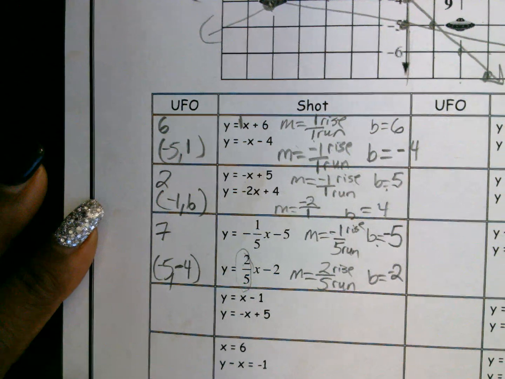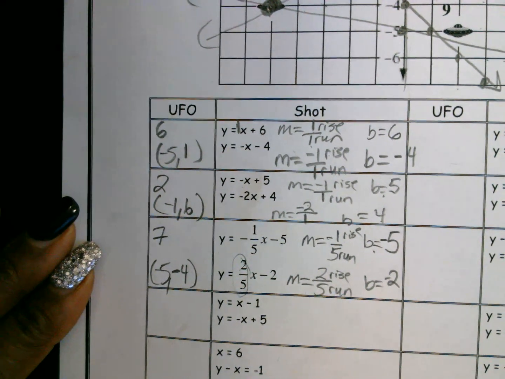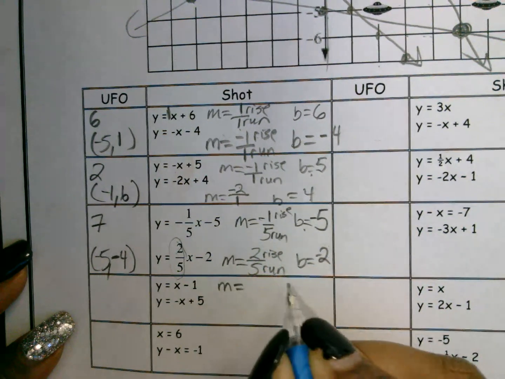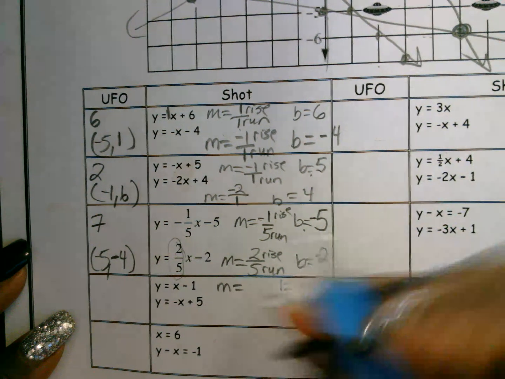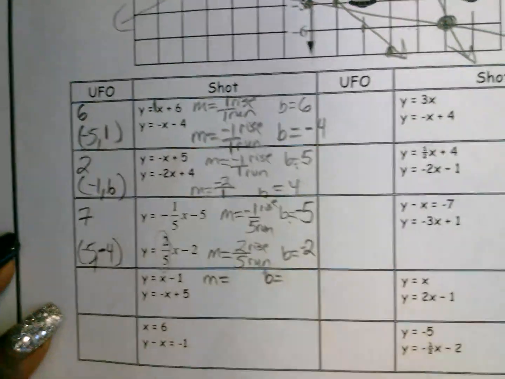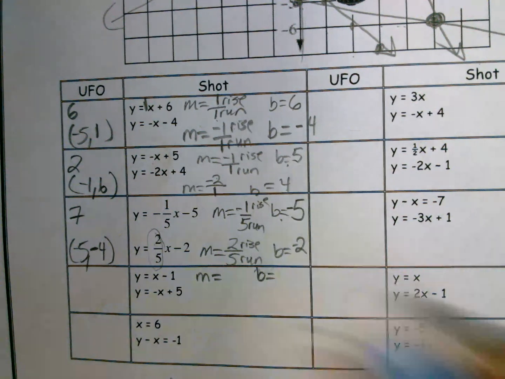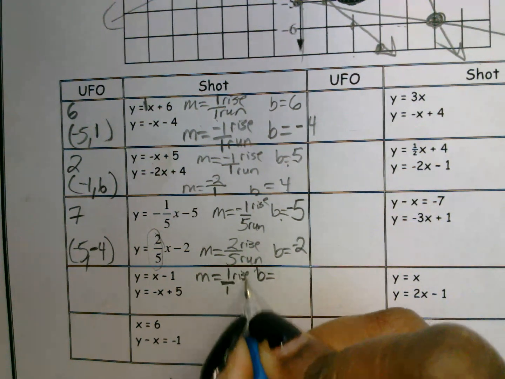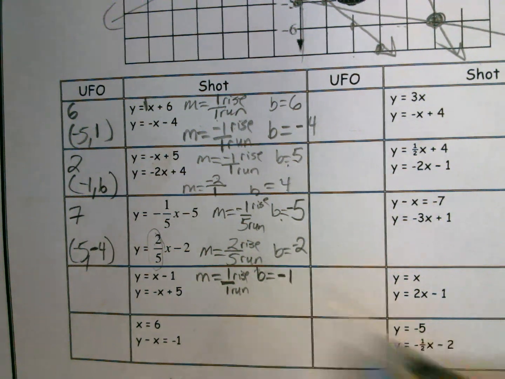Are you ready for the next one? I'm going to just do one step at a time, but I want you to perform the step. So now I want you to label your M and B first. Label your M and B for the first equation, okay? Once you have it, tell me what you think it is. 1 for the M. So you're going to write 1 over 1. Does that make sense? And what's your B? Negative 1. You got it?